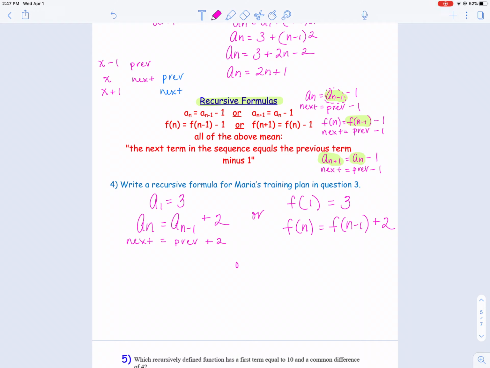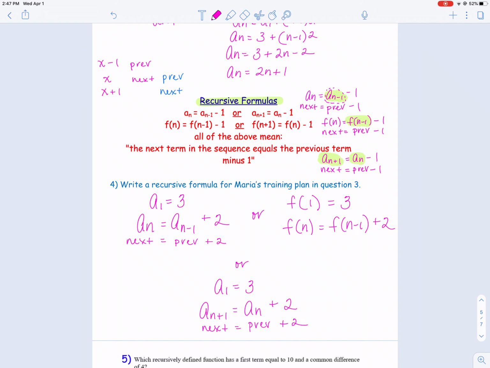I could also write, a sub 1 is equal to 3. That just means my first term is 3. I could say a sub n plus 1 equals a sub n plus 2. That means the exact same thing. To get to my next term, take my previous term and just add 2.